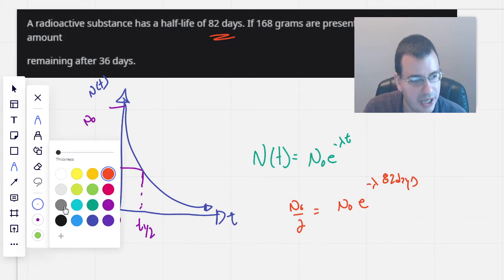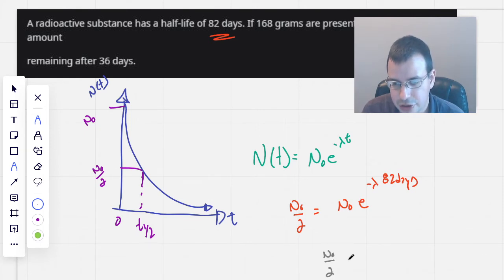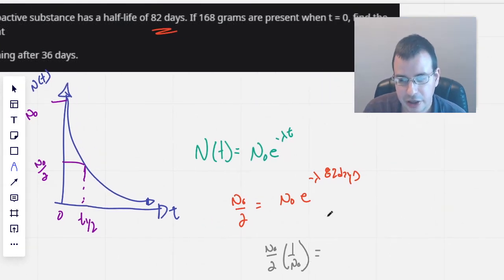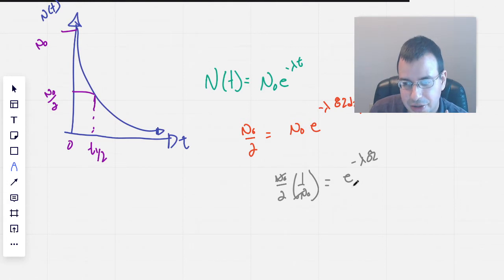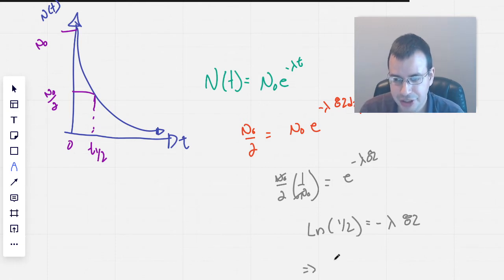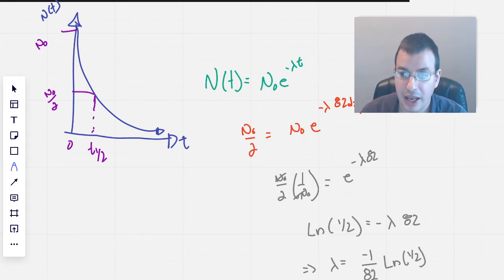Dividing both sides by n naught, we have n naught over 2 times, and I'm just going to write this as 1 over n naught for clarity, e to the negative lambda times 82. I'm just going to leave off days for convenience. The n naught cancel, and so we're left with 1/2 equals e to that. So we have natural log of 1/2, that's how we get rid of the e, equals negative lambda times 82. And I'm going to flip this for convenience. So we have negative 1 over 82 times natural log of 1/2 as the value of lambda.